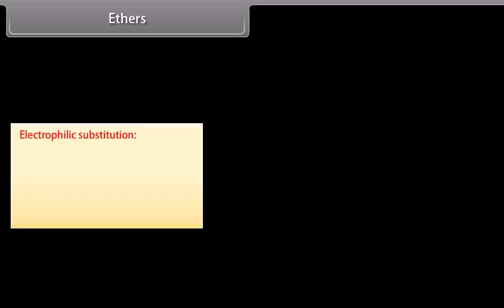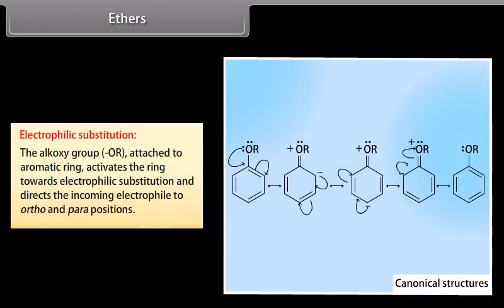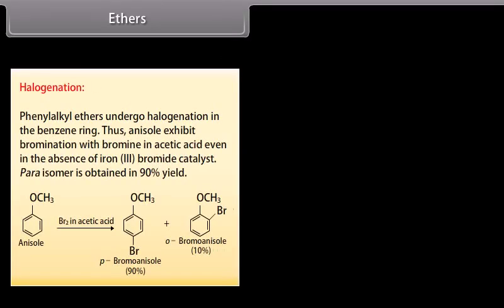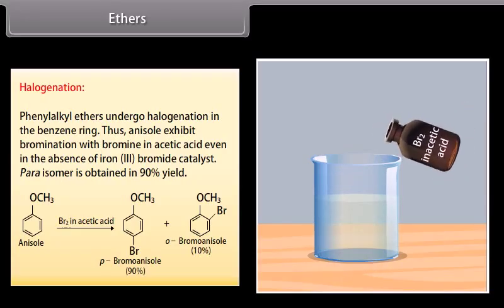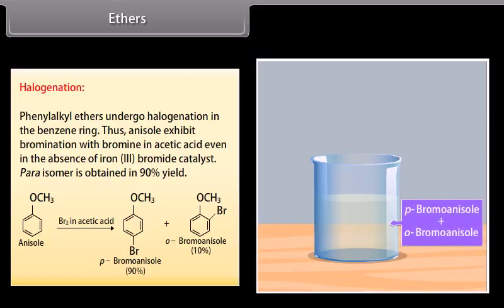Electrophilic substitution. The alkoxy group attached to the aromatic ring activates the ring towards electrophilic substitution and directs the incoming electrophile to ortho and para positions. Halogenation. Phenylalkyl ethers undergo halogenation in the benzene ring. Thus, anisole exhibits bromination with bromine in acetic acid even in the absence of iron III bromide catalyst. Para isomer is obtained in 90% yield.